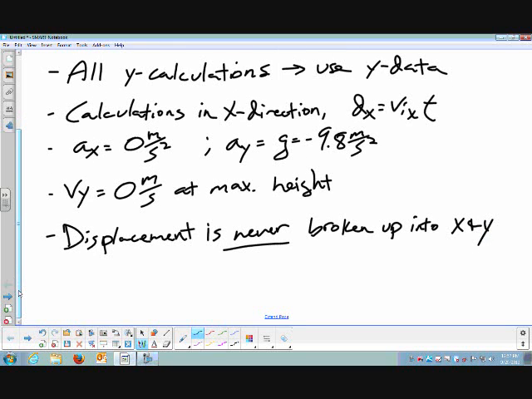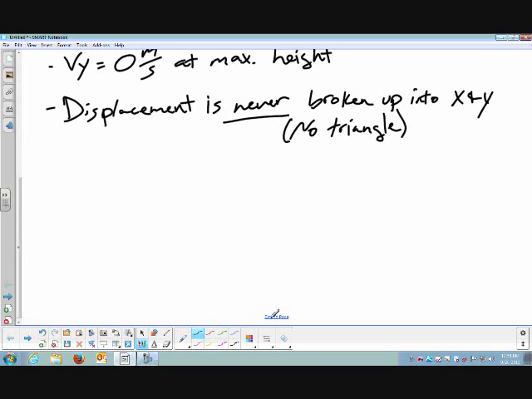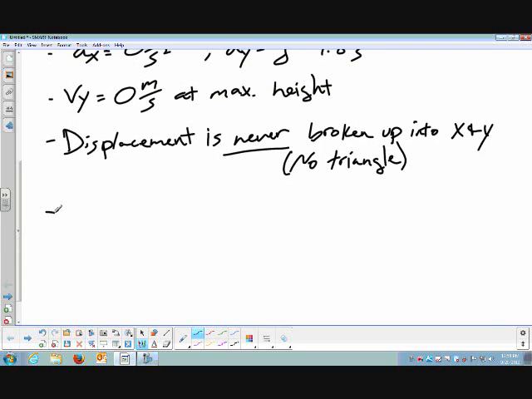In other words, we never set up a triangle with displacement values. If you find yourself doing a problem and you're setting up a triangle with so many meters on one side and so many meters on another side, that is going to be wrong. I guess the last thing, and I don't know if it's always true, but we're always going to have some initial velocity in the x direction.